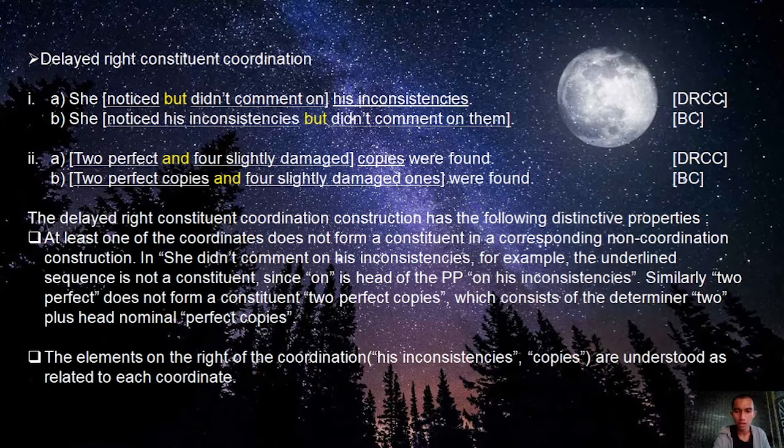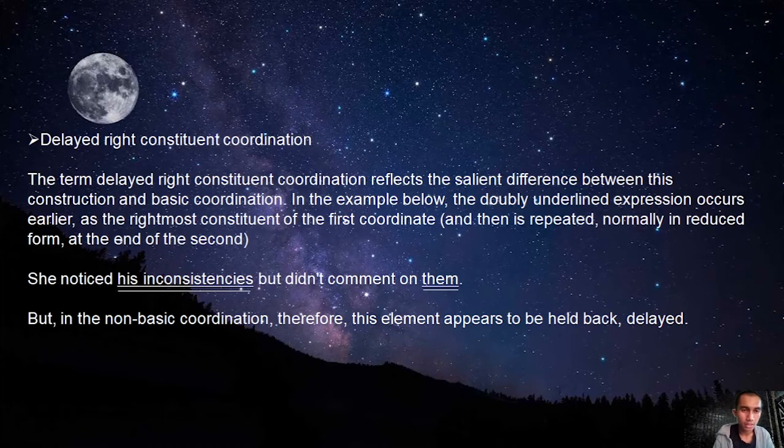So his inconsistencies relate to "noticed" and "didn't comment". Copies relate to "perfect copies" and "slightly damaged ones". The term delayed right constituent coordination reflects the salient difference between this construction and basic coordination.